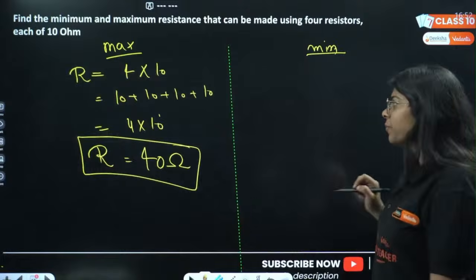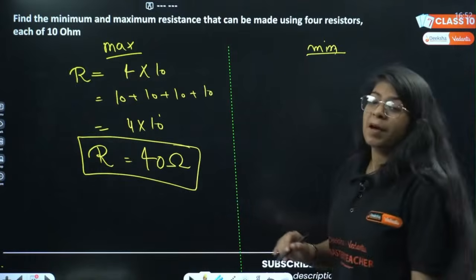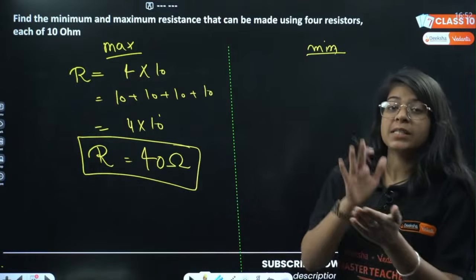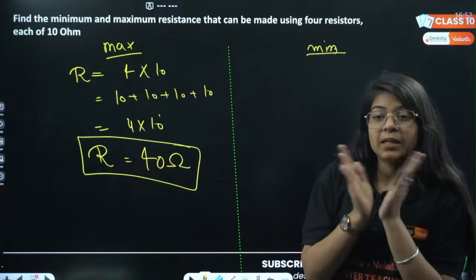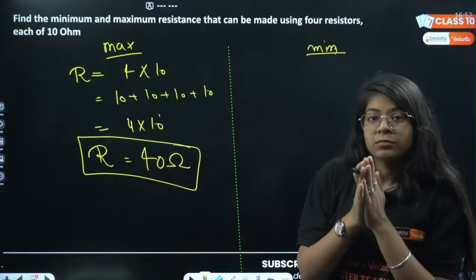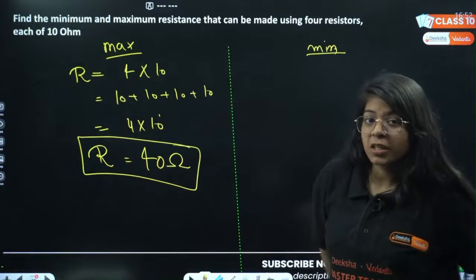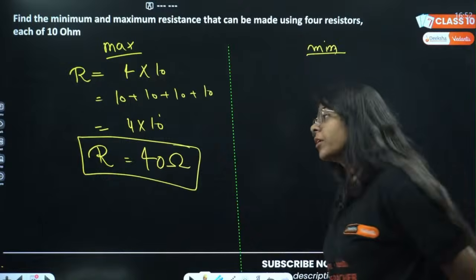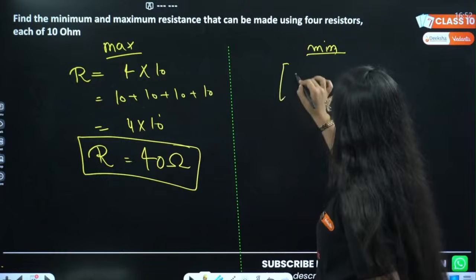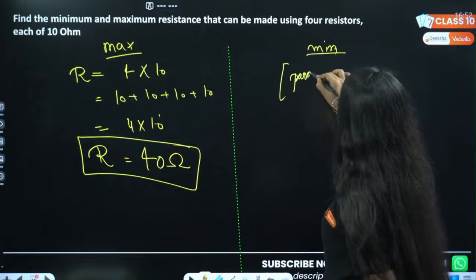करेक्ट, समझ में आई? चलो, for minimum ma'am, we know when we have to connect resistances in minimum, we have to connect them in parallel connection. ठीक है. When we have to connect resistances and we want the minimum resistance, we have to connect them in parallel.